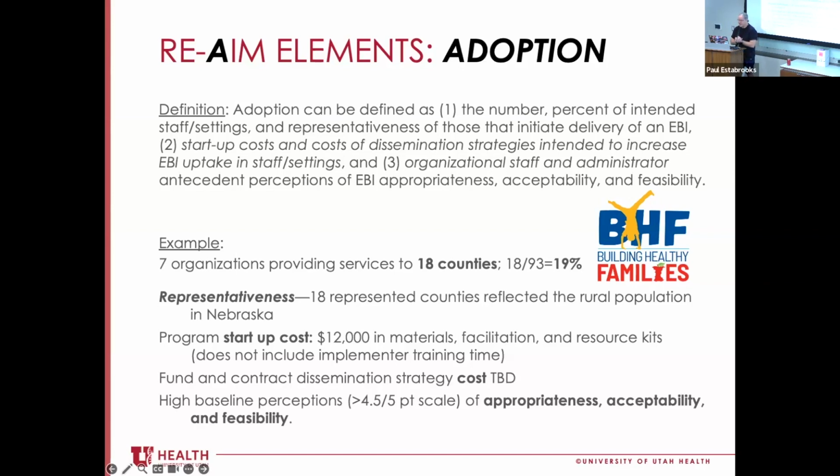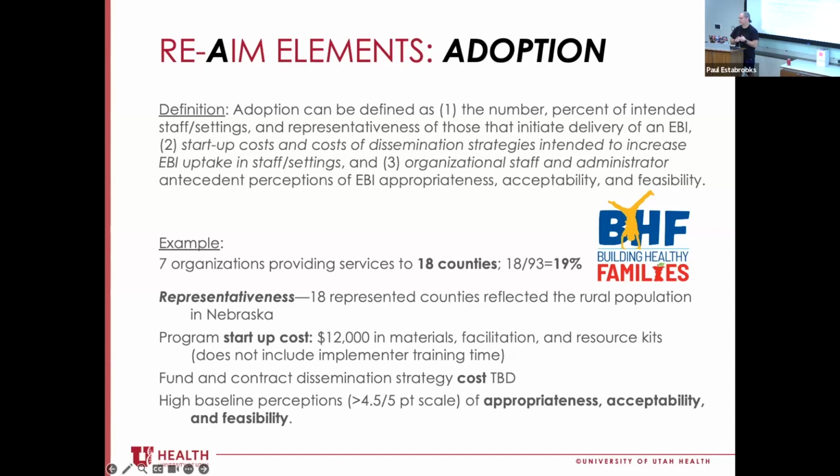And here again, we have something that I'll talk a little bit more about in a larger example I'm going to give in a while: the Building Healthy Families program, where we used a fund and contract strategy to try and engage communities that had a priority for childhood obesity treatment. And you can see the outcomes here. 7 organizations providing services to 18 counties responded to that strategy, which is a 19% adoption rate. The representativeness, you can see they represented counties reflecting the rural population in Nebraska, so it was representative.